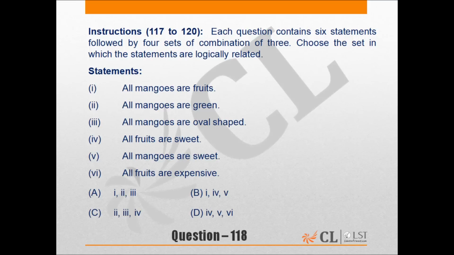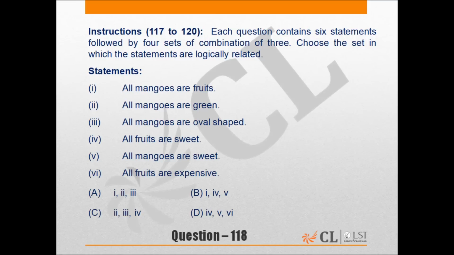Question 118, mangoes. Option A talks about 1, 2 and 3. As we discussed, I will not even bother to read the statements before looking at the options. 1 says all mangoes are fruits, 2 says all mangoes are green. This implies that between fruits and green there is certainly some common area, but 3 talks about all mangoes being oval shaped. Facts 1 and 2 do not mention oval shaped at all. Therefore, the conclusion cannot make any definite assertion about oval shaped. The given facts do not have any information about this at all. Option A is therefore easily rejected.